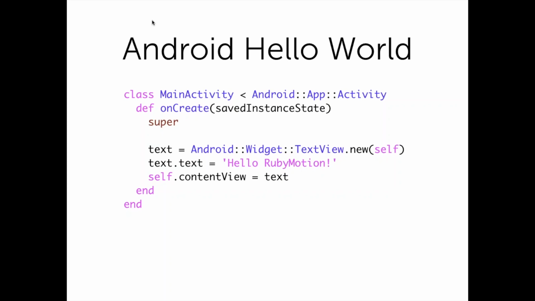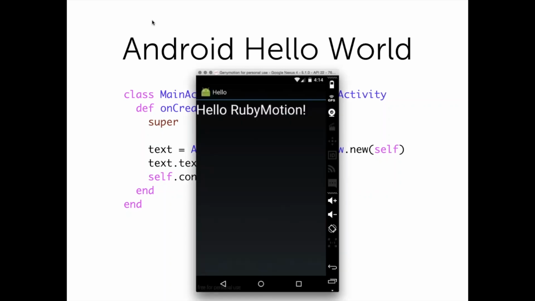And also the main activity class, we actually subclass it. We subclass Android app activity, and there we can just redefine onCreate, and then we can call super to call the super implementation. What you see here, you have to do the same in Java. So again, everything that you can do in Java, you can do in Ruby, but this is Ruby. And when you launch this in your Android emulator, you get hello RubyMotion. So that's very cool. So that's all Ruby.